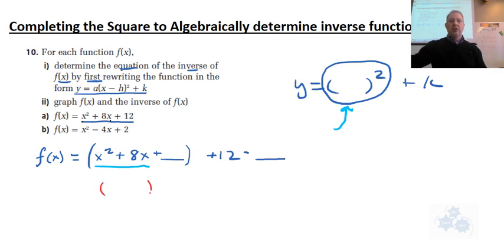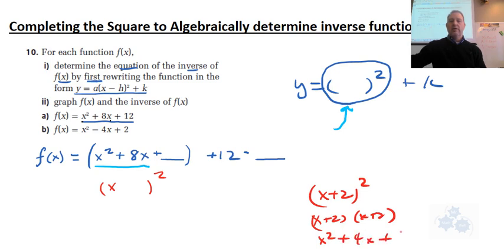This is going to have to turn into something squared. It's going to be an x, either plus or minus something. So how do we figure that out? Well, if you think about perfect square trinomials, let's just expand this. That's x plus 2 times x plus 2, right? And that's going to be x squared plus 4x plus 4. So x plus 2 is what I'm trying to get to from something that looks like x squared plus 4x plus 4.